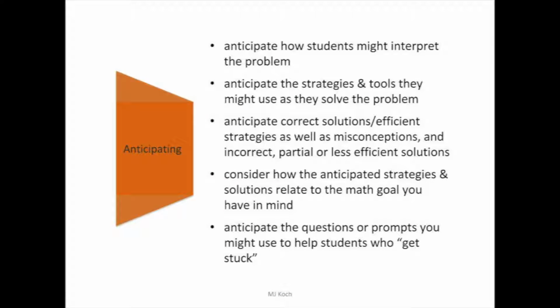So it's important also, I think, to consider how the anticipated strategies and solutions relate to that math goal you have in mind. And a number of teachers have told me that they had a goal in mind, they got well into the anticipating process, which is before you share it with the students, and they actually realized that it wasn't as good a fit for the goal they had, and they chose a different goal or switched the problem. So there's some back and forth between the goal setting and the anticipating stage as you use the 5 practices.